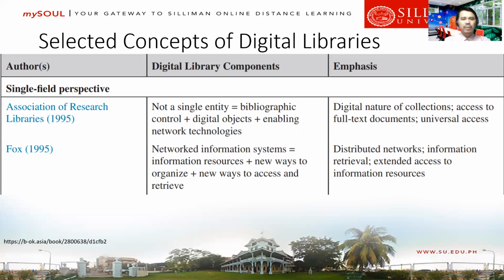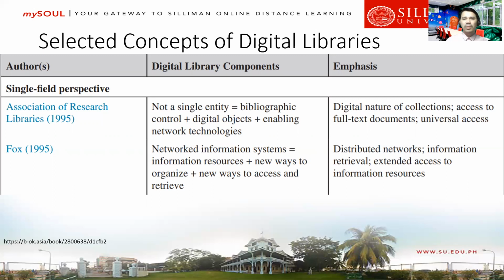The second concept, way back in 1995 also, describes the digital library as a network information system. I think you know already what an information system is. It is networked, meaning computers are connected to each other, and data can be accessed by one station from another because they are actually networked.